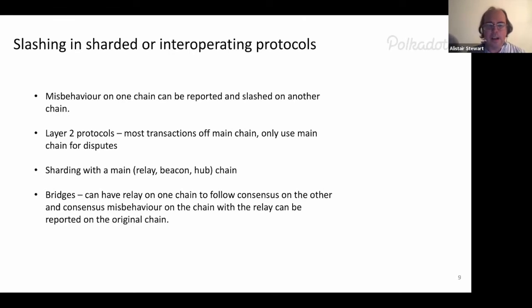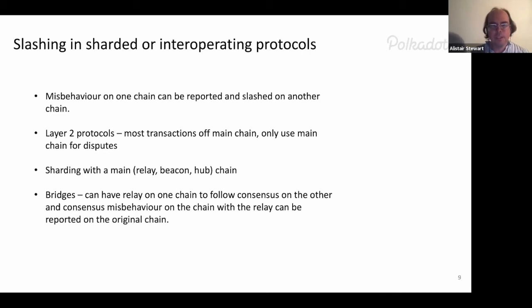So this is often what we're going to do in sharding when we have this main chain. Basically, you use a main chain to organize who the consensus participants are, which we often want to do centrally. And the other thing we can do is what we're doing with the layer 2 protocols. So with sharding, we can have one chain we can report to. And also, if we have multiple chains, we can have bridges between chains. If we want one chain to follow the consensus on the other, we can also report this behavior on the other chain.